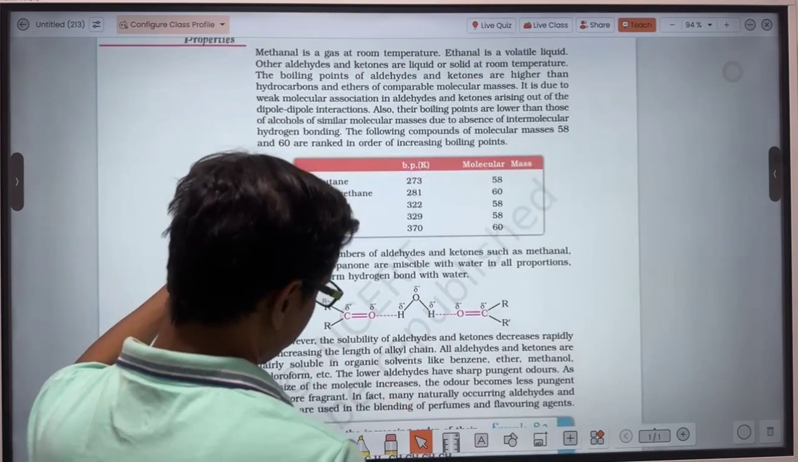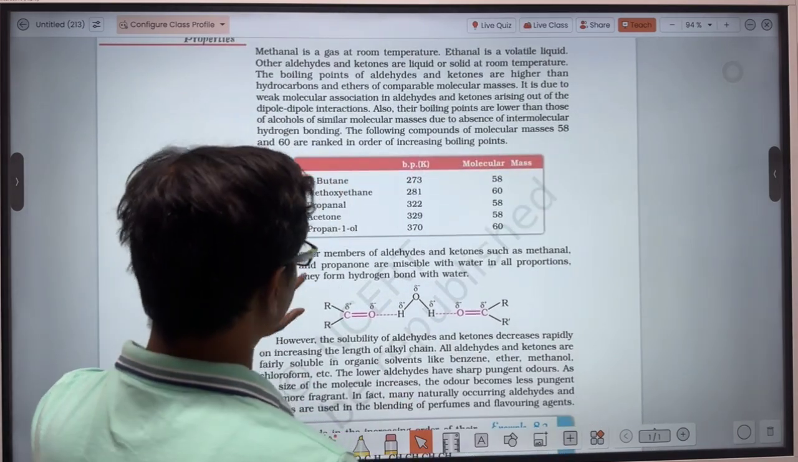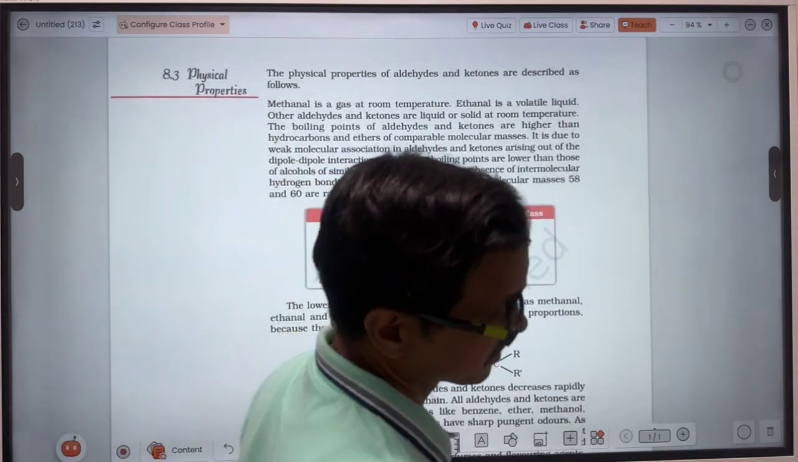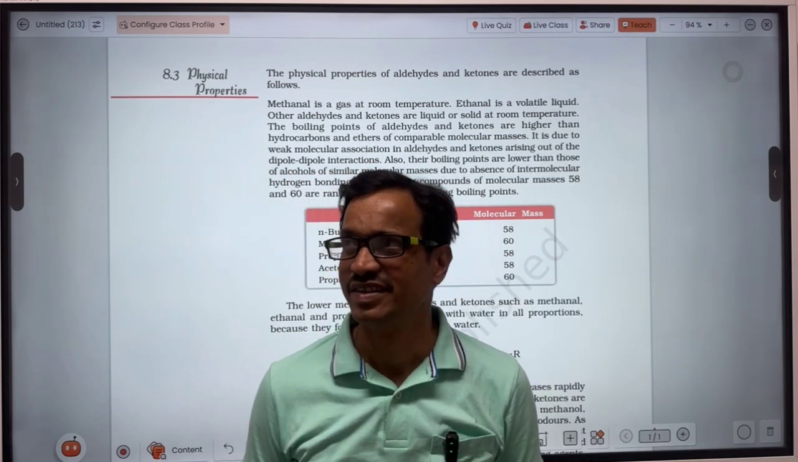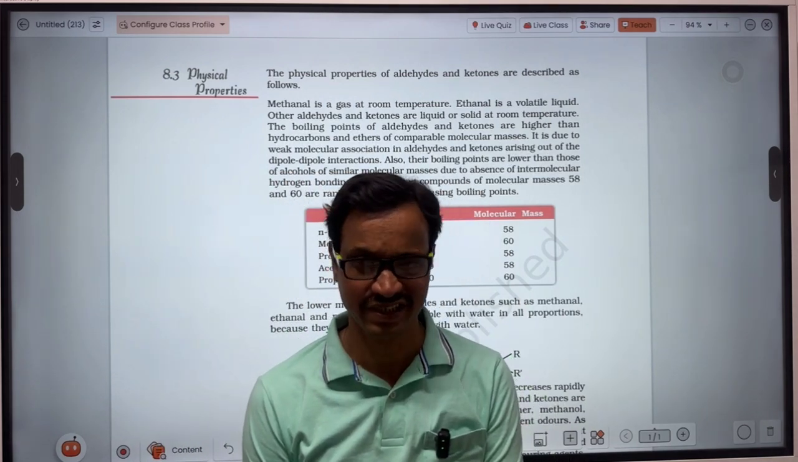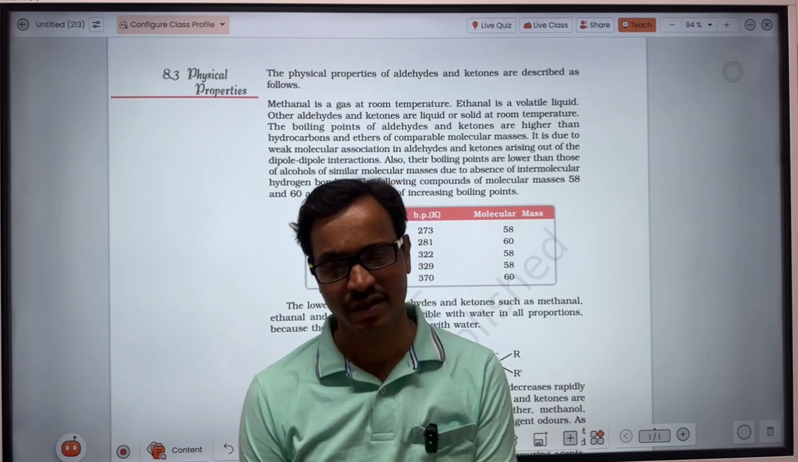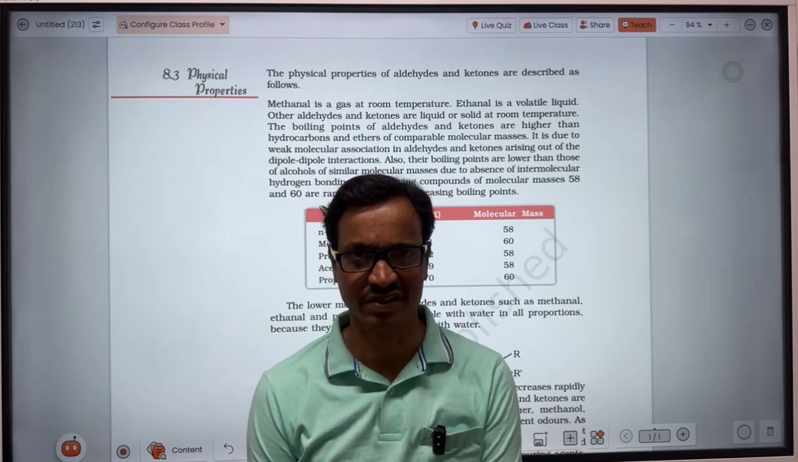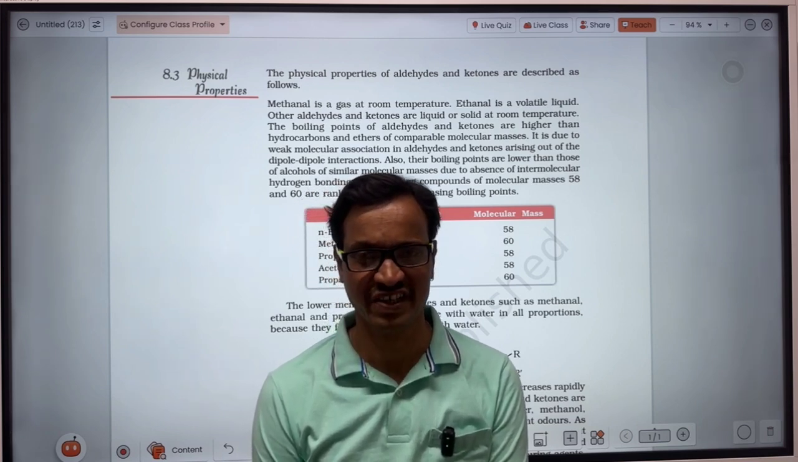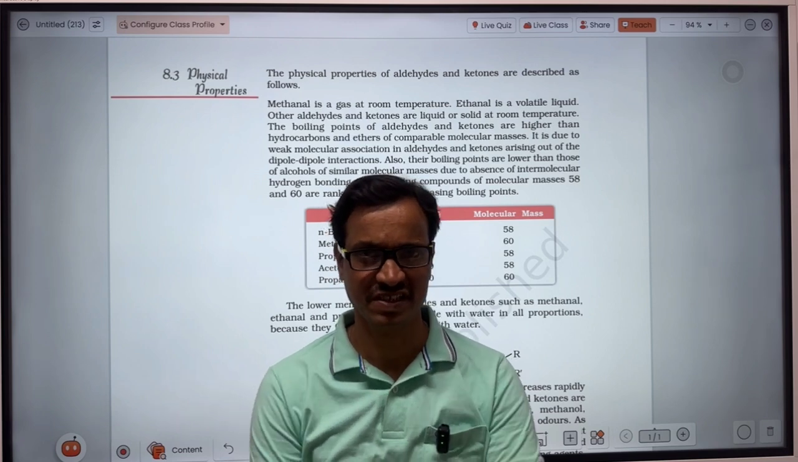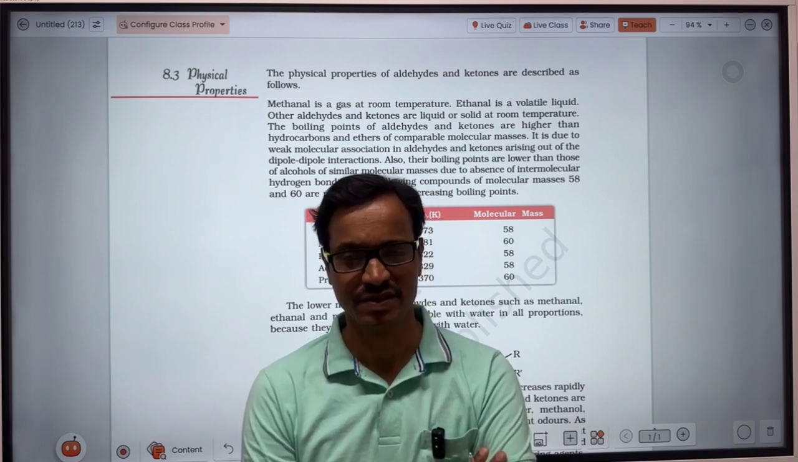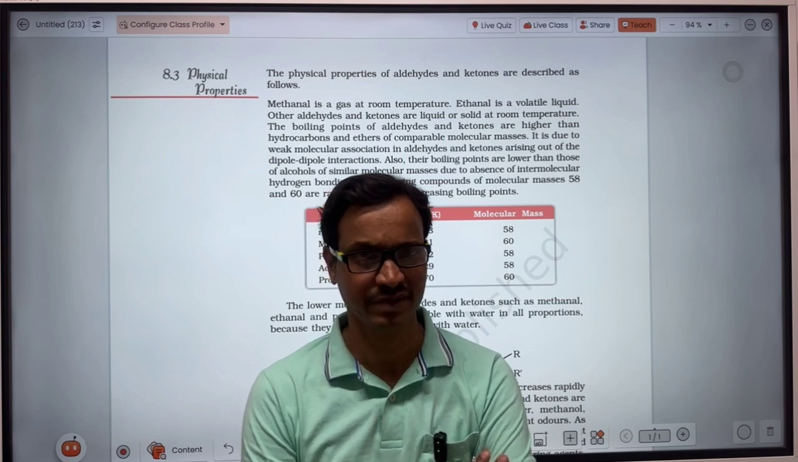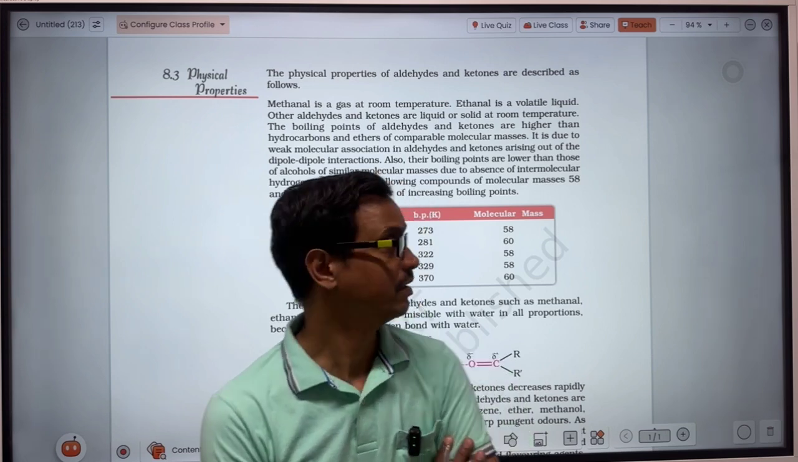Now let's see the physical properties of aldehyde and ketone. About that we have already discussed that among aldehyde and ketone, aldehyde will possess greater boiling point because the aldehyde molecule is more polar. So the molecules of aldehyde will be bonded with each other through dipole forces. That is, aldehyde is more polar, that's why it will have a greater boiling point.